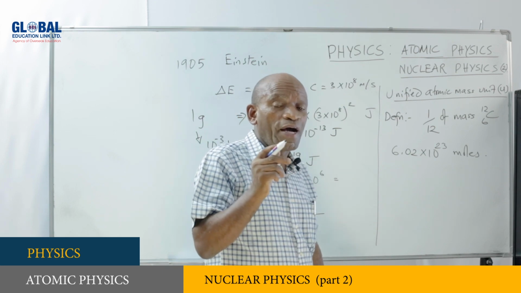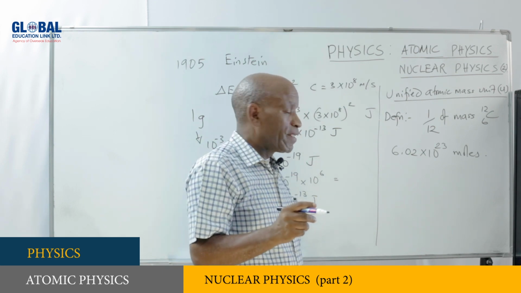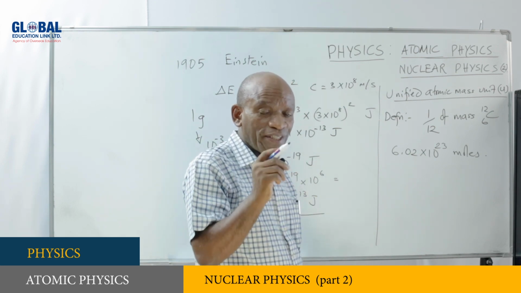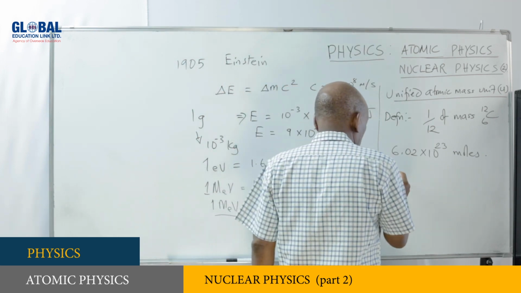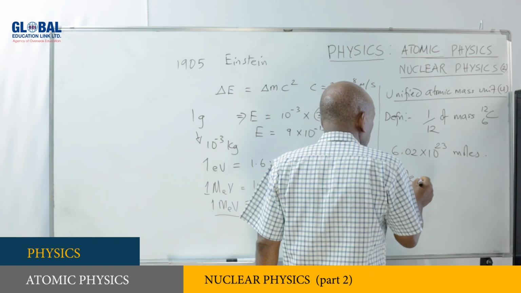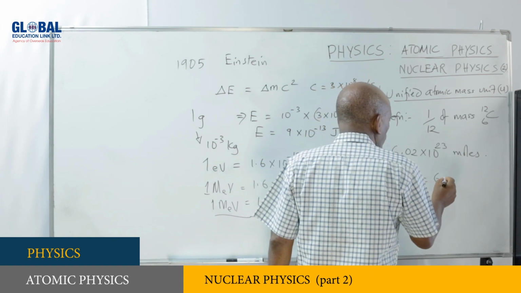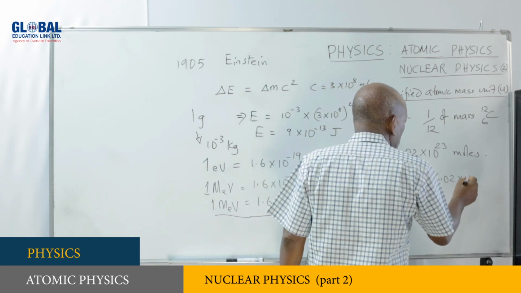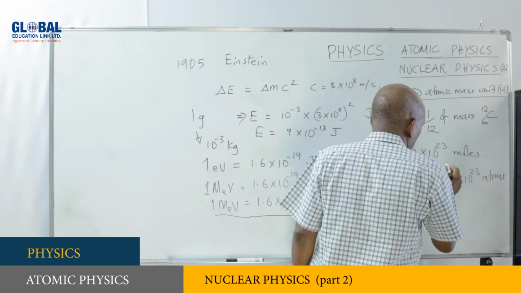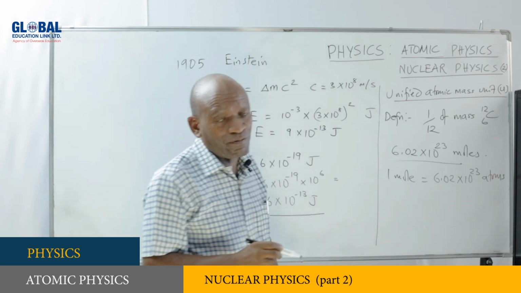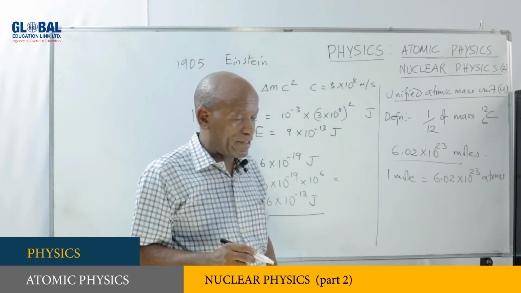And carbon is a monatomic gas, such that 1 mole of carbon contains 6.02 times 10 power 23 atoms. Remember, this number comes from Avogadro's constant.